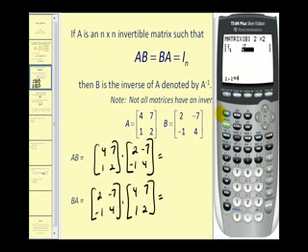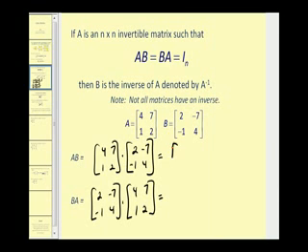Let's go ahead and find those two products now. Let's go back to the main screen, and then press second matrix A times second matrix B, press enter, and we can see that A times B is a 2 by 2 identity matrix. And now let's find B times A. And you notice that the product is the same. So since the product of these two matrices is the identity matrix, we can say B is the inverse of A. Let's go ahead and write this out.